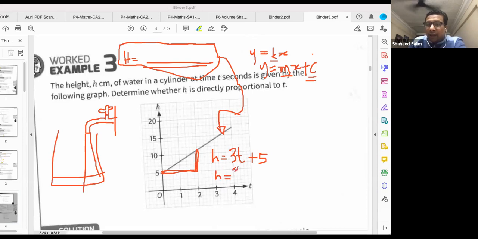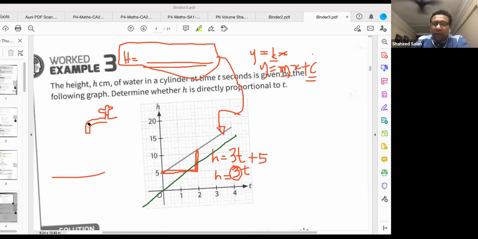K is, let's say 3, let's say T. Can you see these two are different? In fact, you cannot find your K. If you try, you cannot find your K, because it doesn't work. So now I tell you the rule for direct proportion. It must pass through 0. Only if it passes through 0 in a straight line, then it is directly proportional. If not, it's not. So let me prove to you it's not directly proportional.